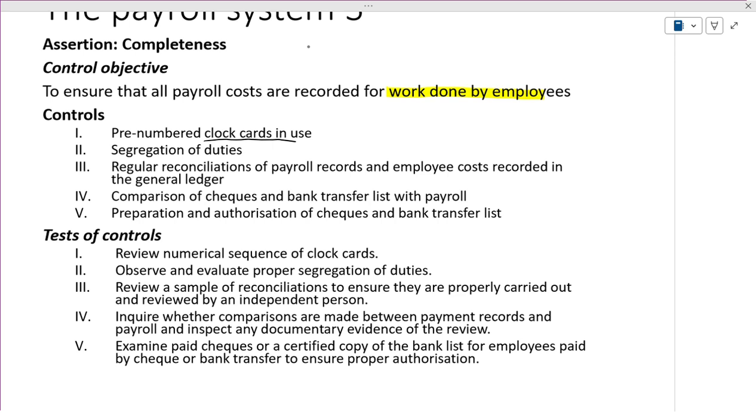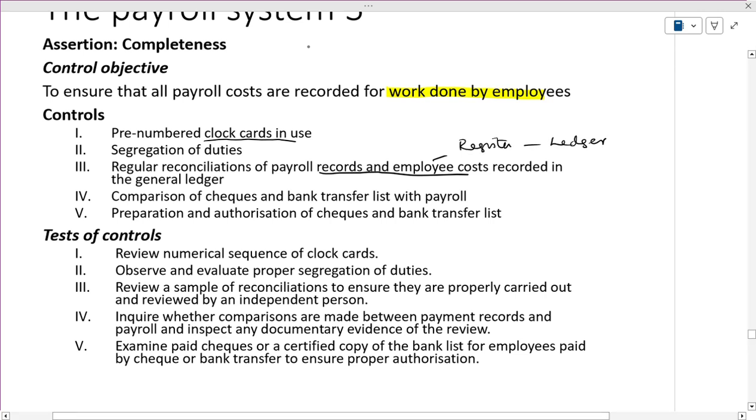Regular reconciliation of records on employee cost. Here you have to check what is the cost, what is in the records, what is the employee cost, and what is in the general ledger. How much? As simple as that. What is it as per the register and as per the ledger. Comparisons of checks and bank. At the time of transfer, you have to say what amount has been written in the check and what amount has been transferred with the payroll. And preparation and authorization of checks and bank transfer list. This is very, very important.